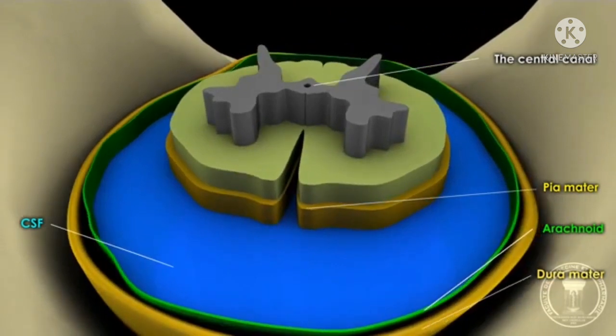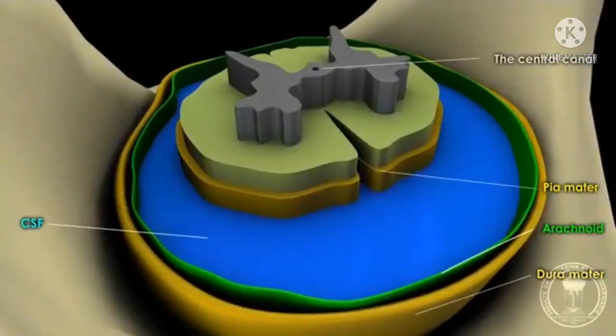Here the inner region is called grey matter. In the brain, we have studied that the inner region is called white matter. In the spinal cord, the inner region is called grey matter. That is H shaped. The upper end of the letter H forms the posterior horns and the lower end forms the anterior horns.